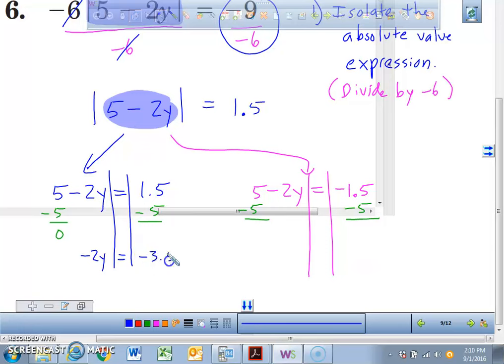3.5. All right. And this one right here also zeroes out. We have negative 5 and a positive 5. Those are additive inverses. All right. We're going to bring down the negative 2y equals. We have negative 1.5 minus 5 more. That's going to give us a negative 6.5.